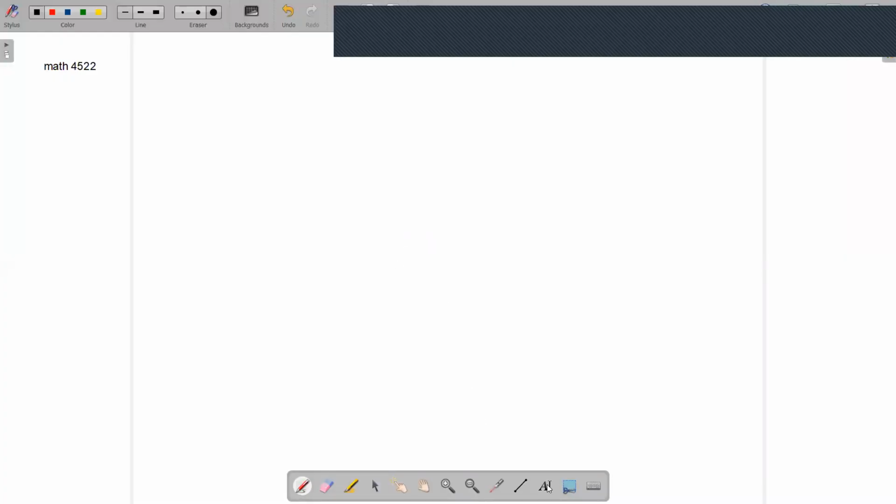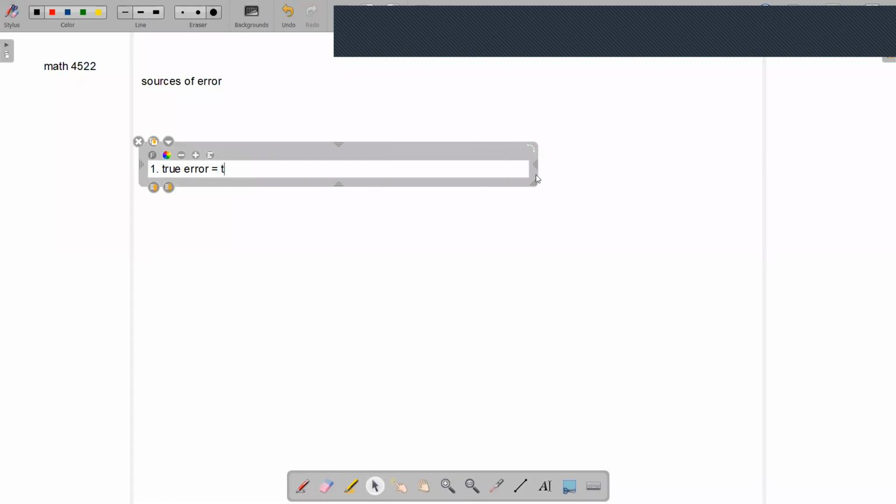Okay, so let's start with the first experiment, that is sources of error in numerical methods. Let me give you a little bit of theoretical background, then we go to the code. Sources of error. The first type of error is true error. So what is true error? True error is your true value minus your approximated value.